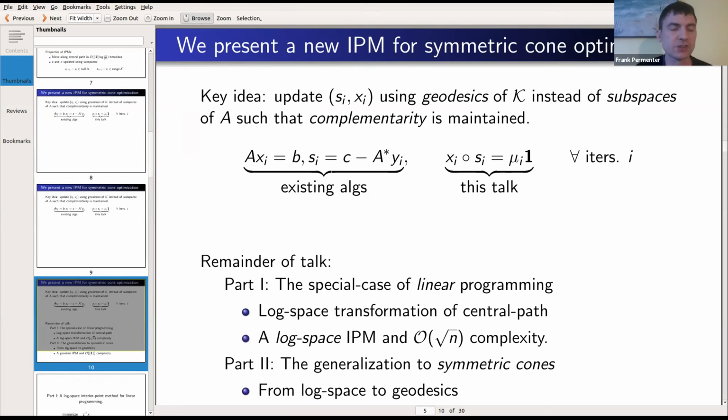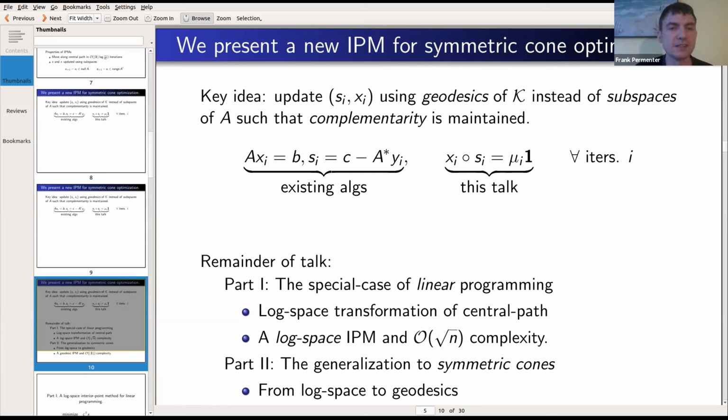Okay, so I'll tell you this story in two parts. The first part, I'm just going to focus on the special case of linear programming. The reason being, the presented interior point method is going to have a completely elementary interpretation in this case. So it's essentially going to amount to applying a logarithmic change of variables to the central path conditions and then applying Newton's method. Okay, so I'll tell you that story. And then we'll generalize to the symmetric cone setting by essentially reinterpreting line segments in log space as geodesic curves of the cone K.